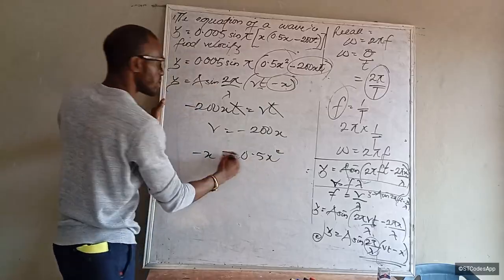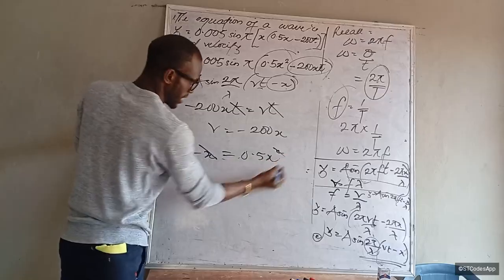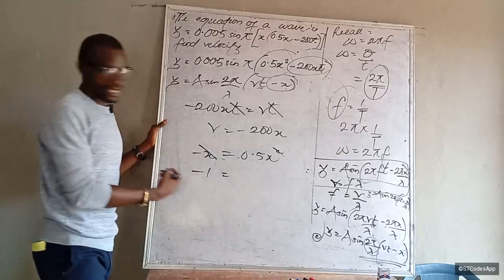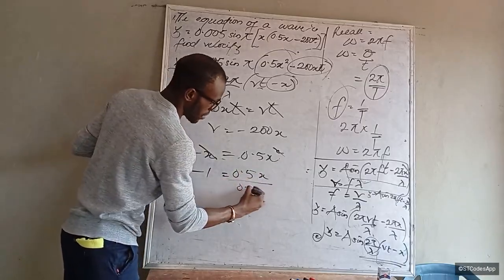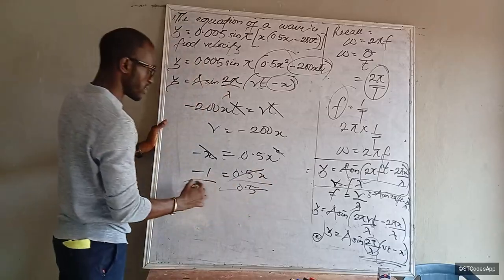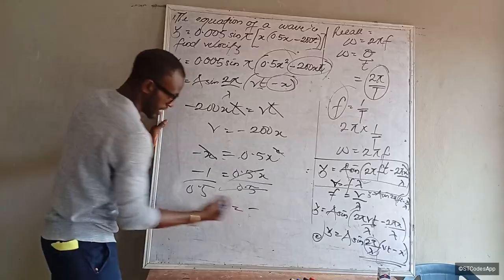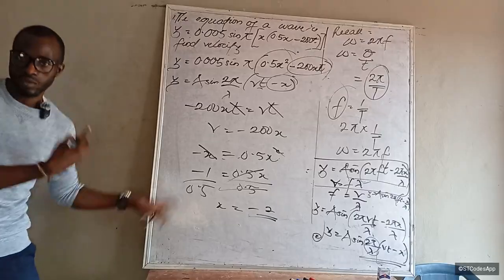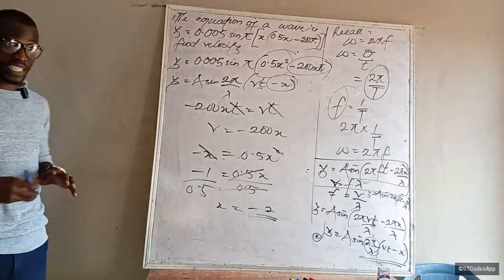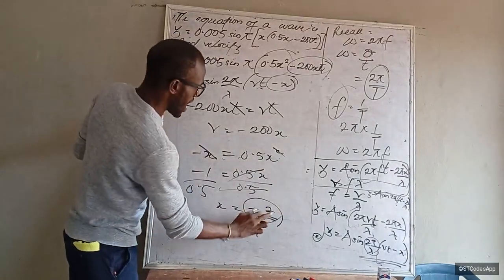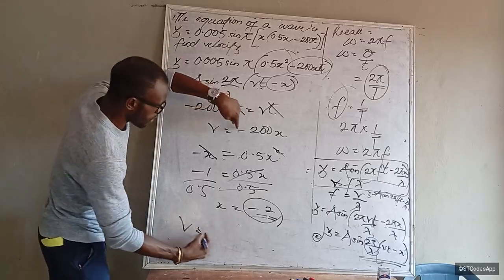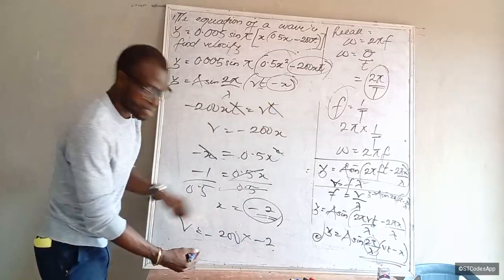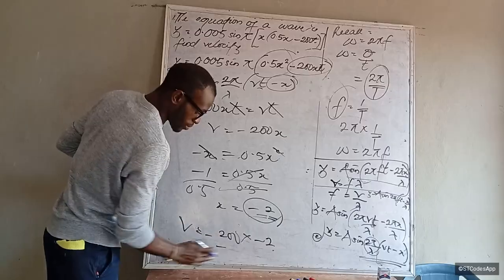0.5x squared. x takes care of x, right? So we have minus 1 is equal to 0.5x, divided by 0.5. So x is equal to minus 2. 0.5 is 1 over 2, it goes up, 2 goes up. Make sense? Yes. So from here, x is minus 2. So it comes here. v becomes minus 200 times minus 2. Make sense? Minus and minus gives plus.